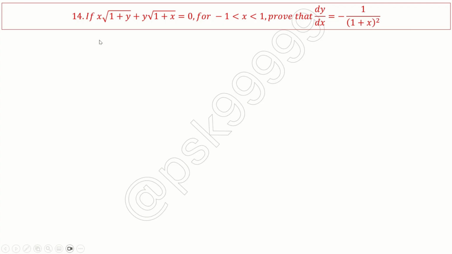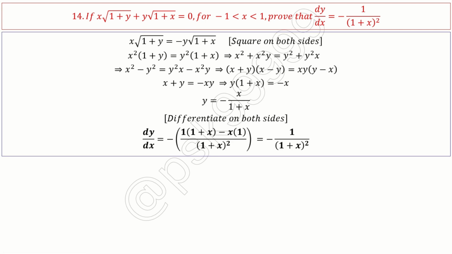Okay, so you can actually directly take this expression and differentiate. Okay, it is possible, but you have square roots and then 1 plus y, all this, right? So instead of that, you can just square it because other side is 0. If you take this one term to other side and square it, you get a simple equation without square roots, correct? So that is nothing but x square into 1 plus y equal to y square into 1 plus x. Okay, then you simplify it further, x square plus x square y equal to y square plus y square x. I can take few things, x square minus y square equal to y square x minus x square y. I can cancel something and then simplify this equation. This is nothing but y equal to minus x by 1 plus x.